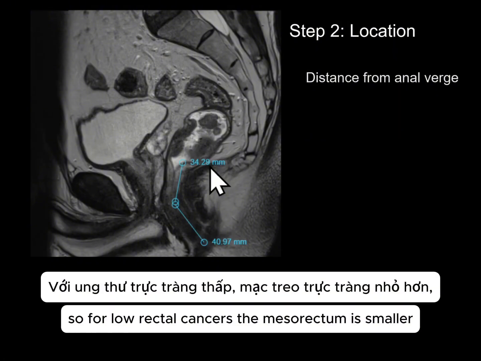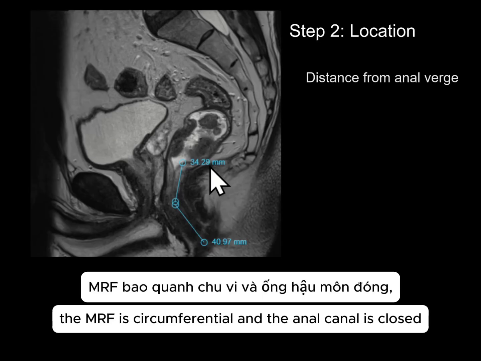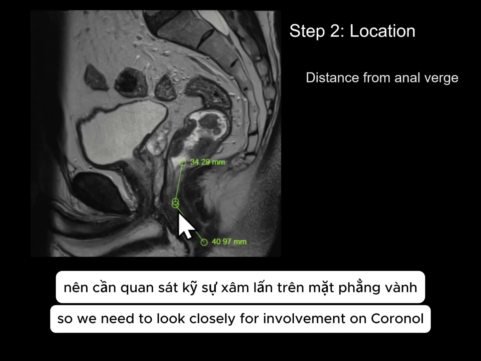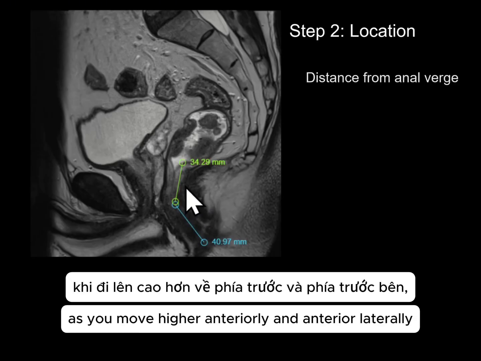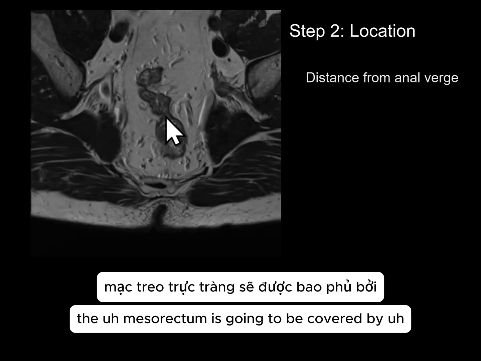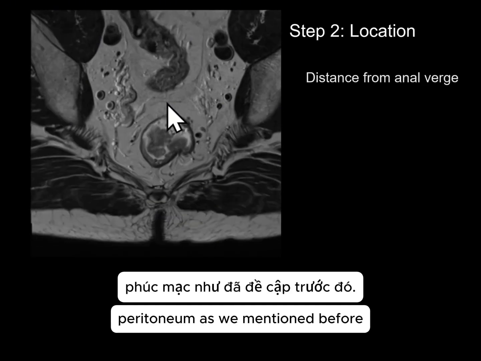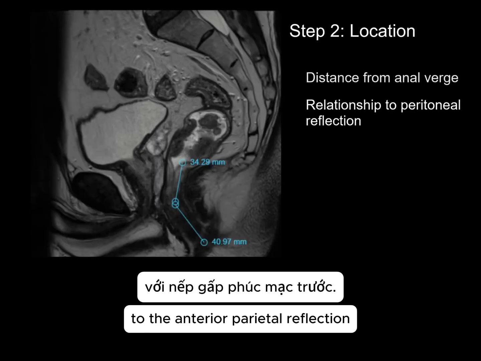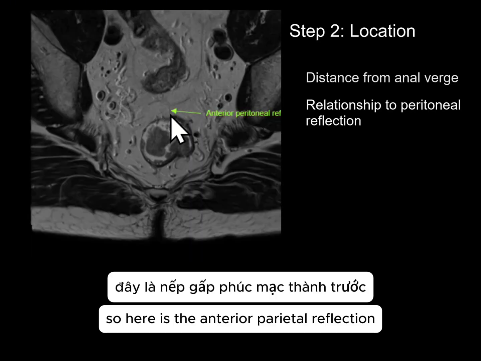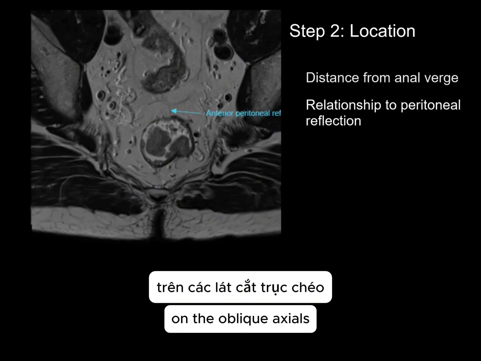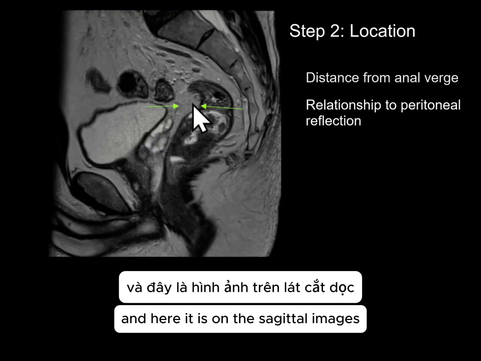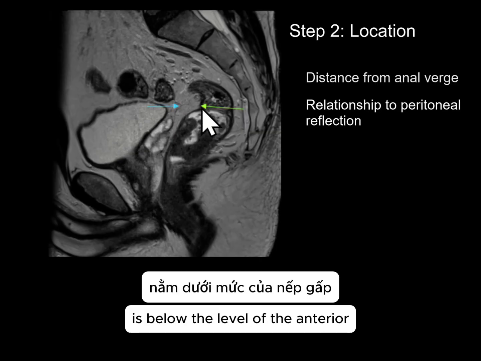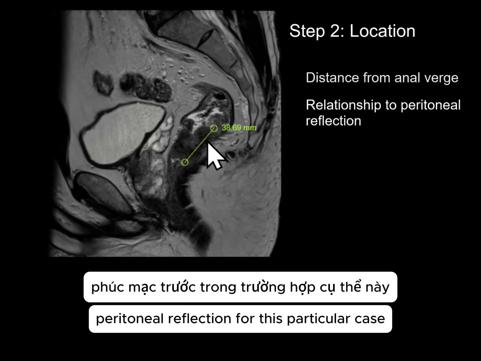So for low rectal cancers, the mesorectum is smaller, the MRF is circumferential, and the anal canal is close, so we need to look closely for involvement on coronal oblique planes. As you move higher, anteriorly and anterolaterally, the mesorectum is going to be covered by peritoneum, as we mentioned before. So we also want to know the relationship of the tumor to the anterior peritoneal reflection. So here is the anterior peritoneal reflection on the oblique axials, and here it is on the sagittal images. So you'll see that the tumor is below the level of the anterior peritoneal reflection for this particular case.